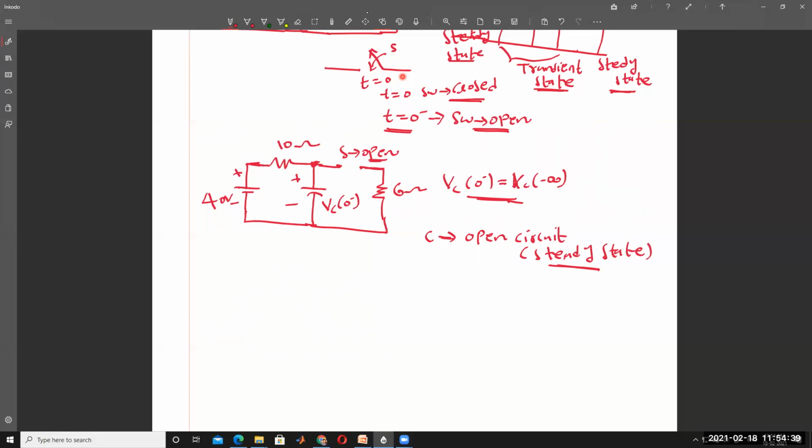Under steady state condition, the capacitor will be acting as an open circuit. Under transient condition, the capacitor will be acting as a short circuit, because it does not allow sudden changes in voltage.